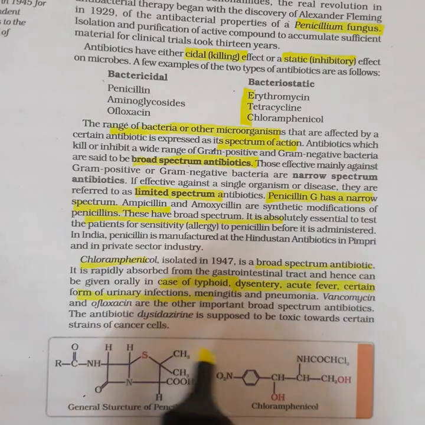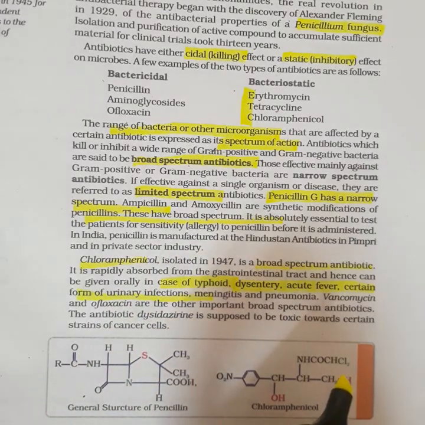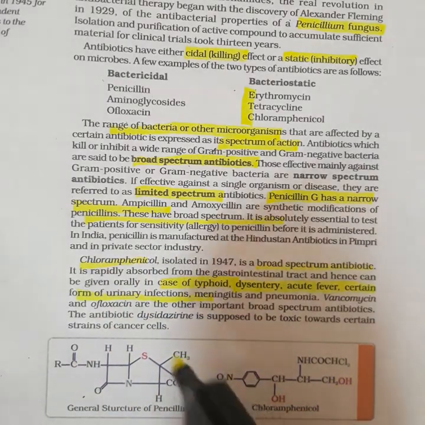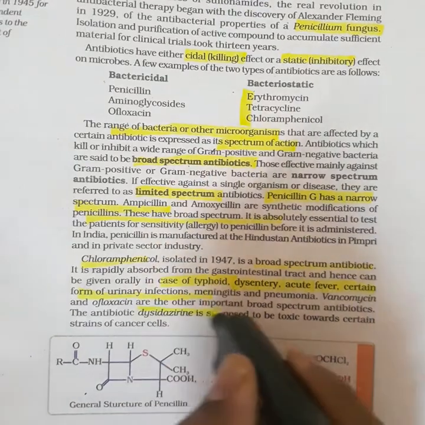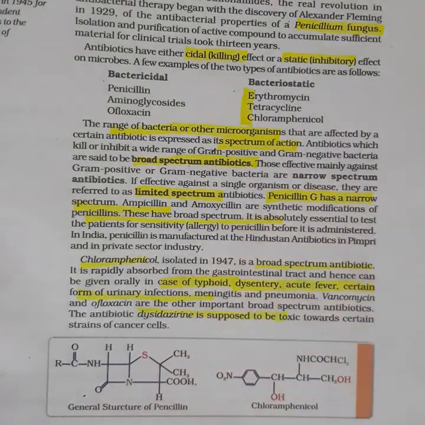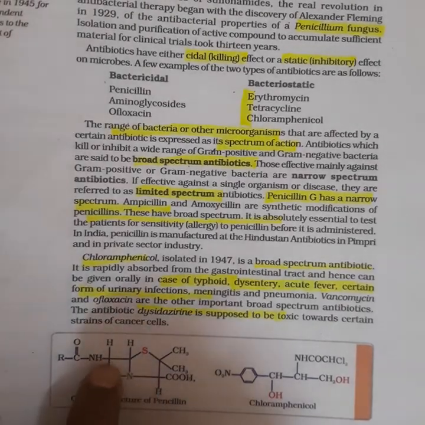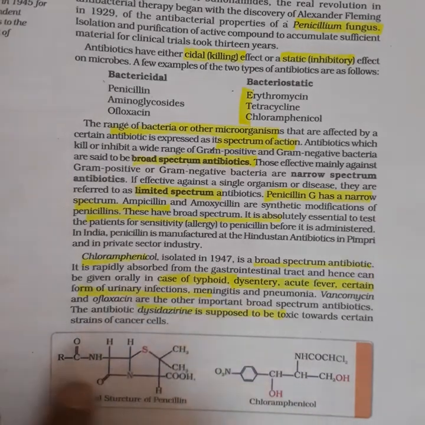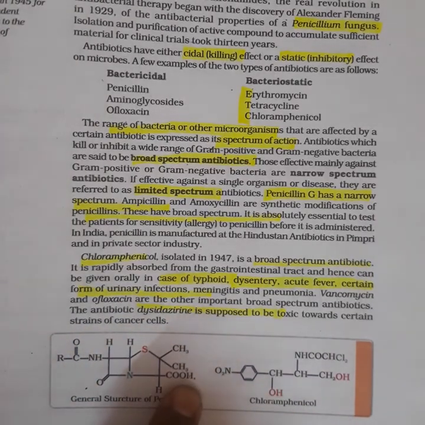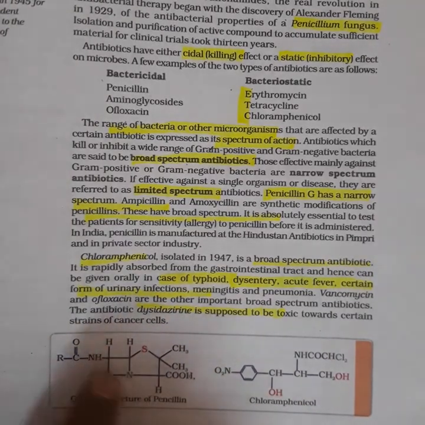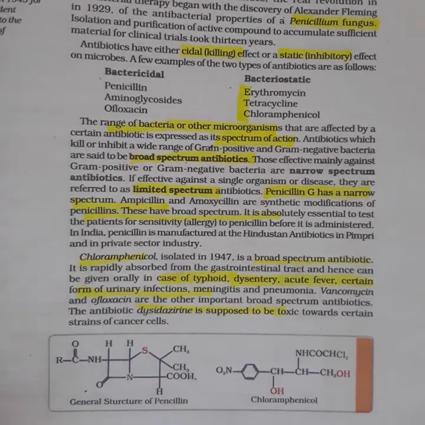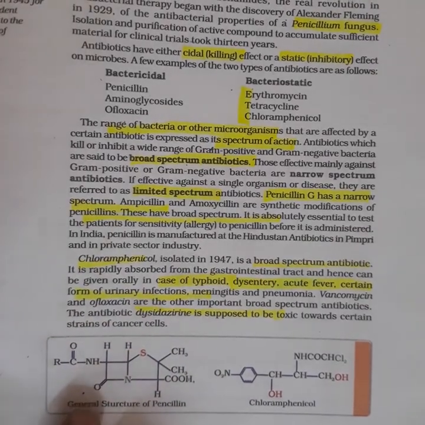Vancomycin and ofloxacin are other important classes of broad spectrum antibiotics. The antibiotic dysidazirine is also used as it is toxic toward a certain strain of cancer cells. Now you can see the structure of penicillin. Penicillin is a structure where carboxylic acid group, sulfur, nitrogen and amide groups are all present. This is the structure of penicillin.